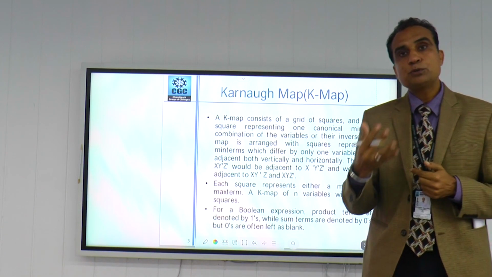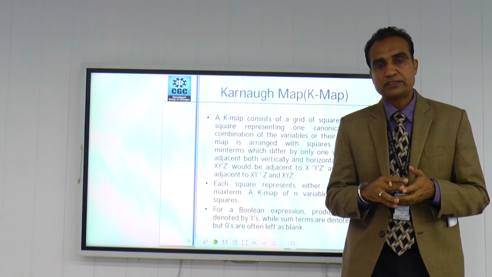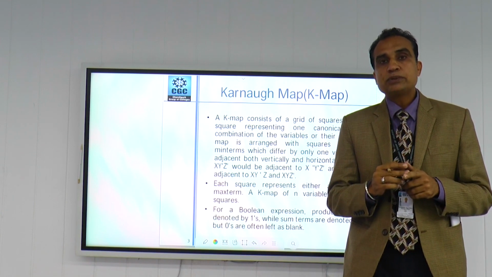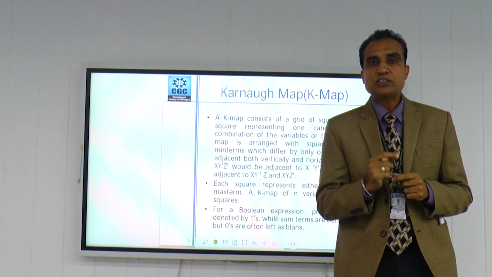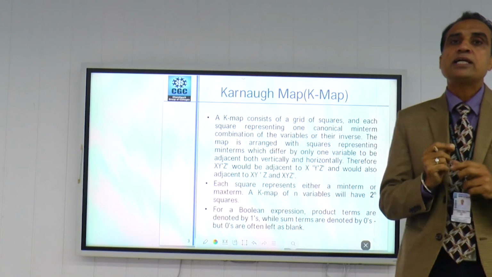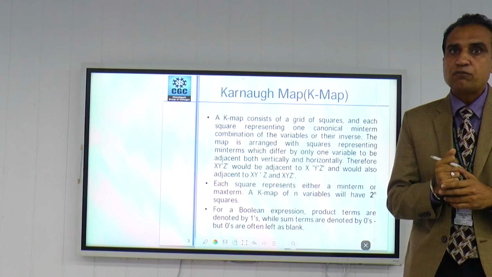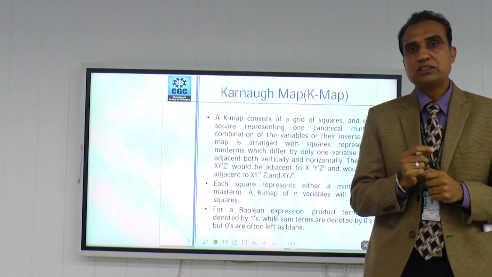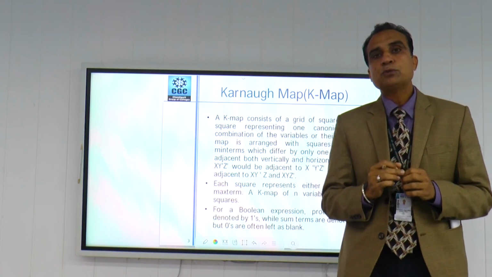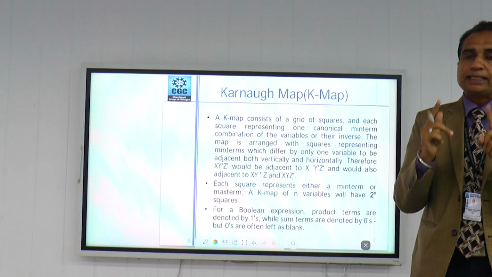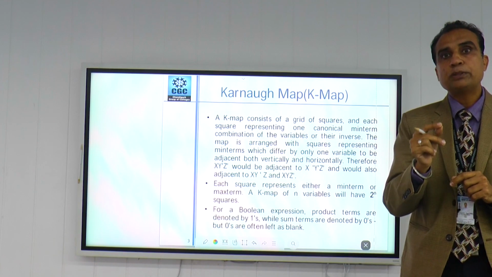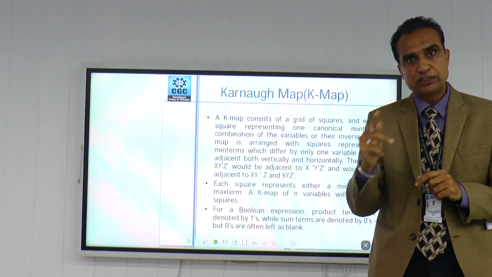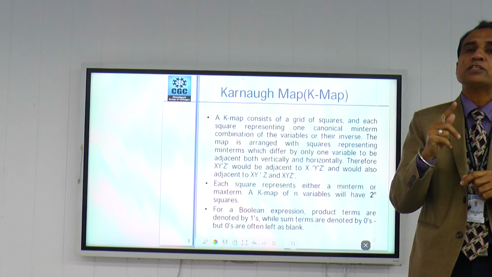Where do we use min terms and where do we use max terms? Min terms are used in case of SOP. When we are going to solve a sum of product equation, then we use the term min term. When we use a POS equation to solve, then we use the term max term. Each square grid in a K-map is used to represent a min term in case of SOP and a max term in case of POS.